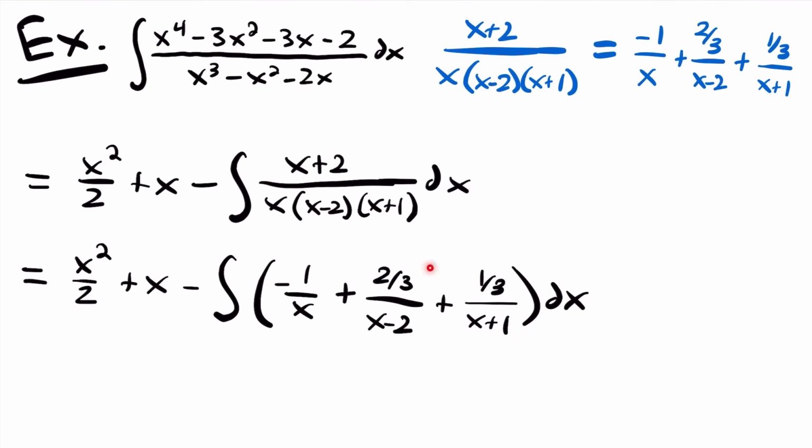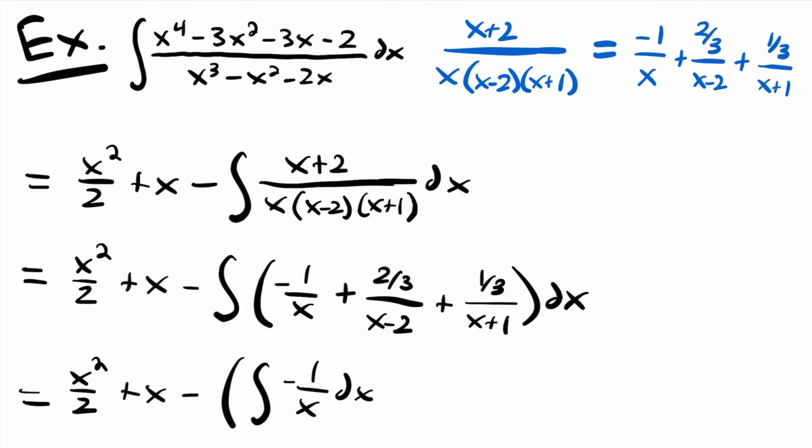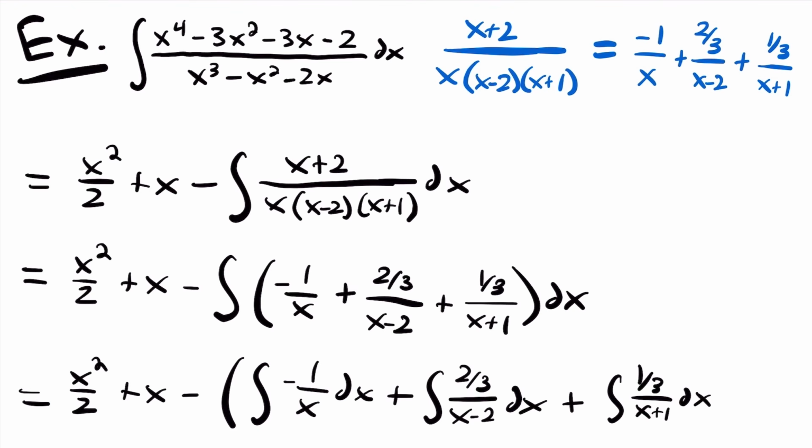All right, now if we split this up into three separate integrals, we'll have that this is equal to x squared divided by 2 plus x minus the integral of negative 1 divided by x dx plus the integral of 2/3 divided by x minus 2 dx plus the integral of 1/3 divided by x plus 1 times dx.